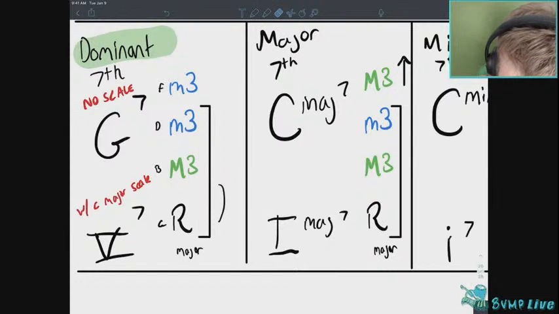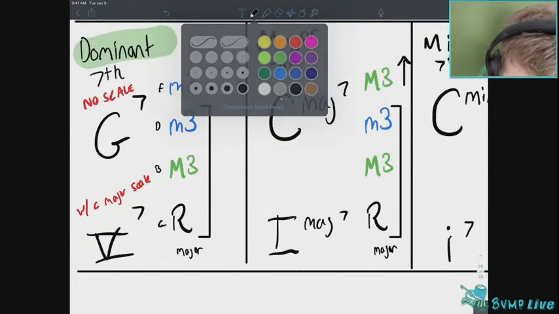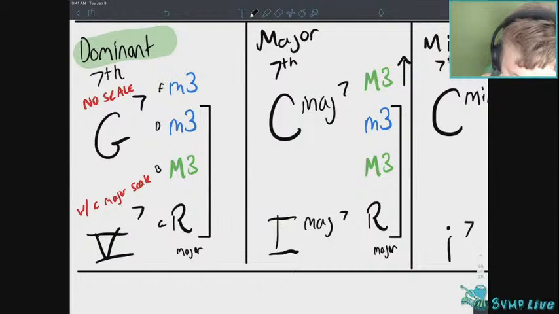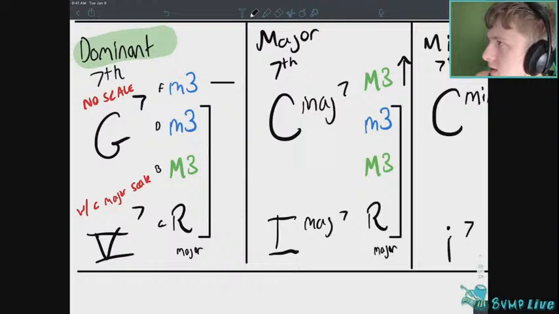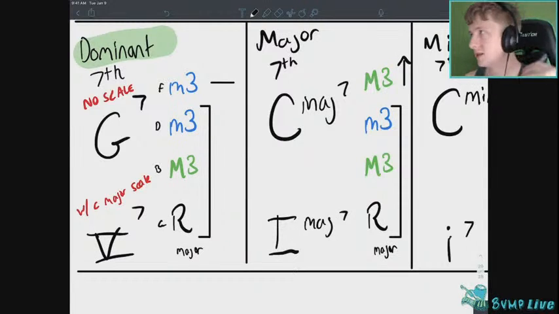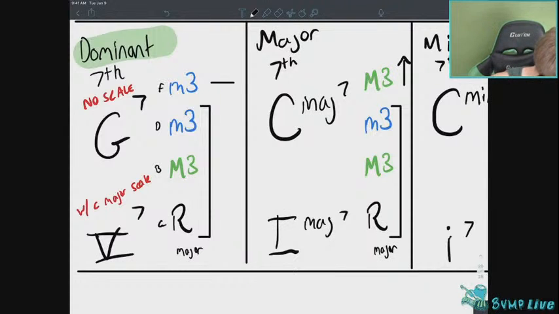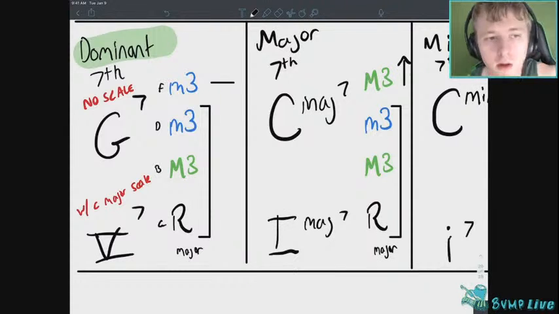Obviously, we have the intervals written down already for us. So then we could put a little mark here. If I have a dash here, that means that if we build this chord as written here, the G7, all of these notes will be within the C major scale. So G, B, D, and F all exist within this scale.